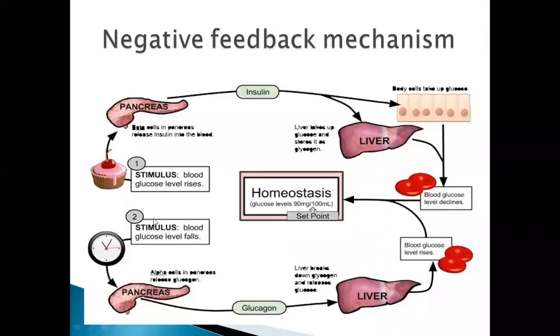For this purpose, what happened? Stimulus 2, blood glucose level falls, right? Now the pancreas again releases, when alpha cells are releasing this hormone, that is glucagon. Glucagon, what does it work for? Here the stored glycogen was present, right? Now it will change that glycogen back into glucose with the help of liver. Now the stored glycogen has changed into glucose, so the blood glucose level is rising, and hence the homeostasis is maintained in the body.